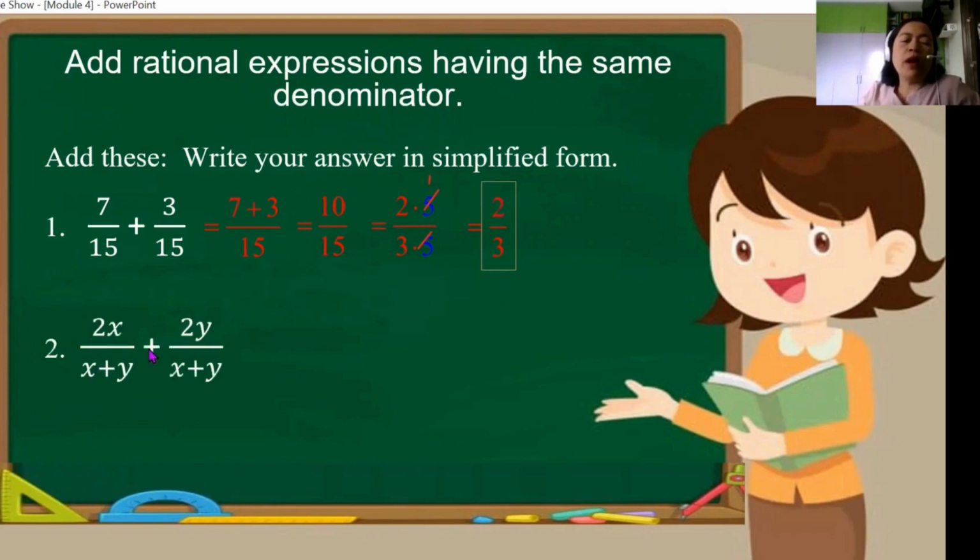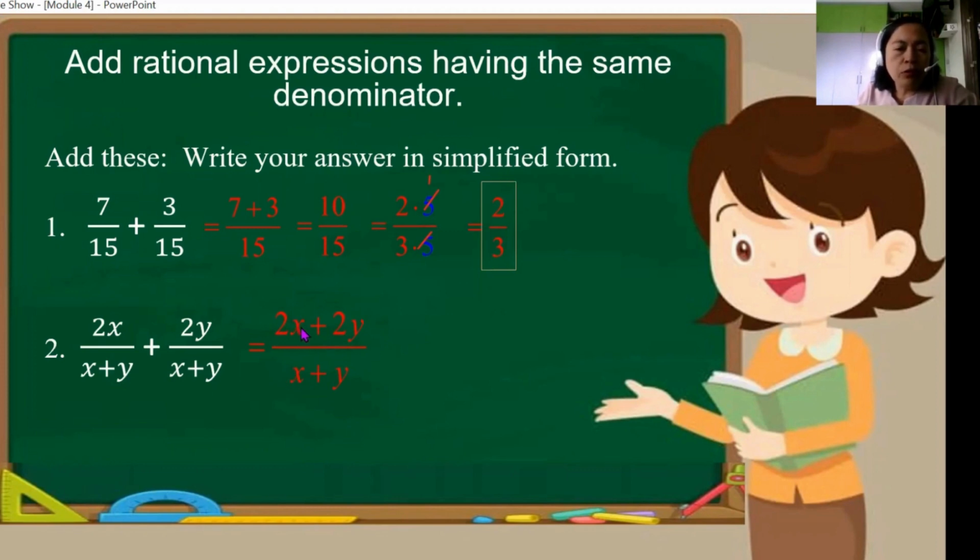2x over x plus y plus 2y over x plus y. So always check the denominator. If it's common or the same, you can start right away, add the numerators. So we now have 2x plus 2y. Sulat natin yan. Over, we copy the x plus y, which is the common denominator. Yan. At kung pwedeng i-simplify, ituloy natin na simplify by seeing if the numerator or denominator can be factored.